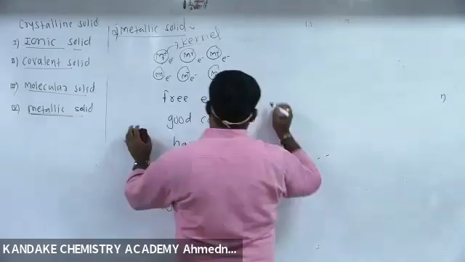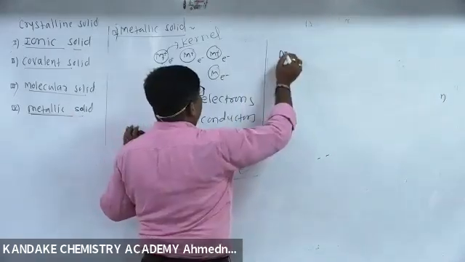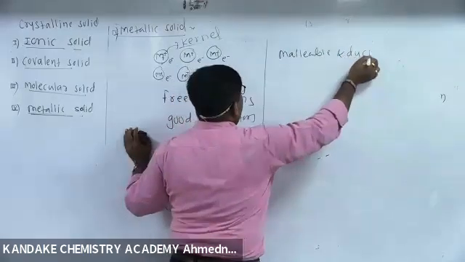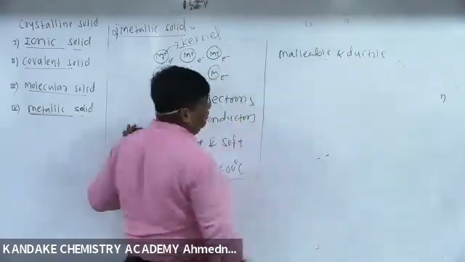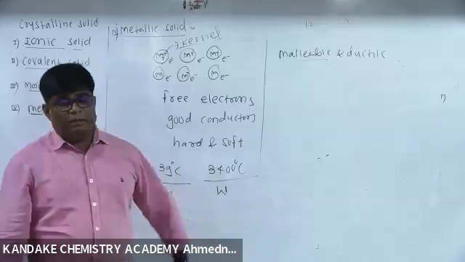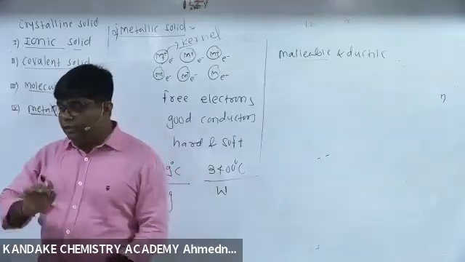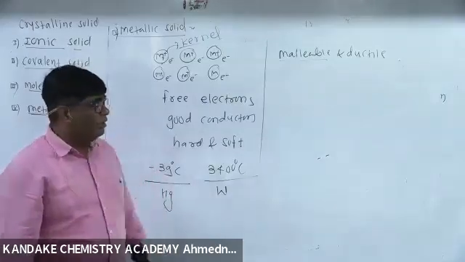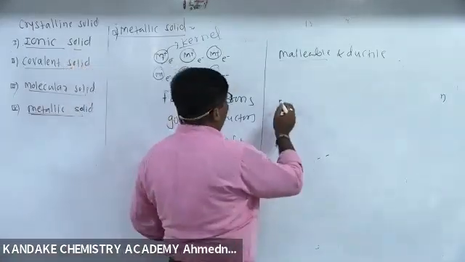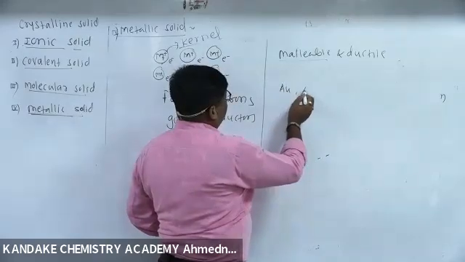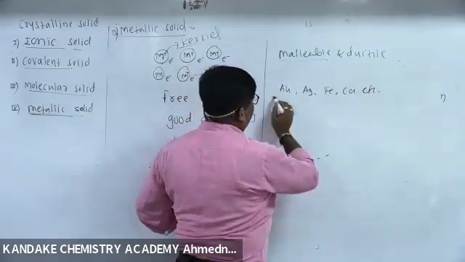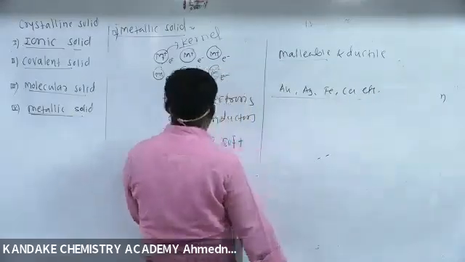And metallic solids are malleable and ductile. What is the meaning of malleable? Making thin sheets. And what is ductile? Making thin wires. Malleable is making thin sheets, and ductile is making thin wires. What are the examples of metallic solid? Gold, silver, iron, copper, etc. Aluminum. These are the metallic solids.